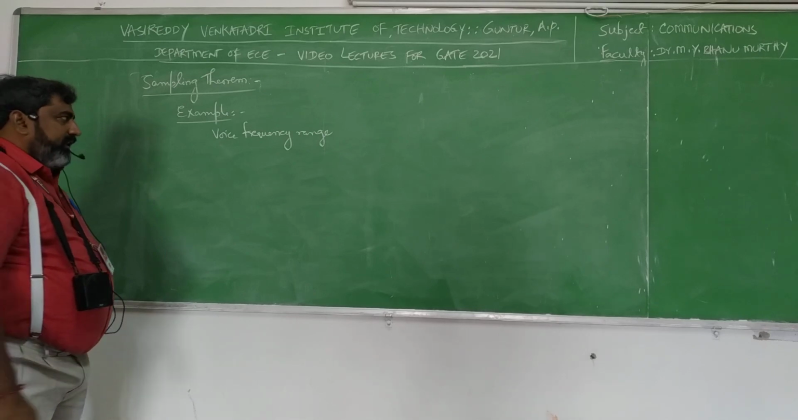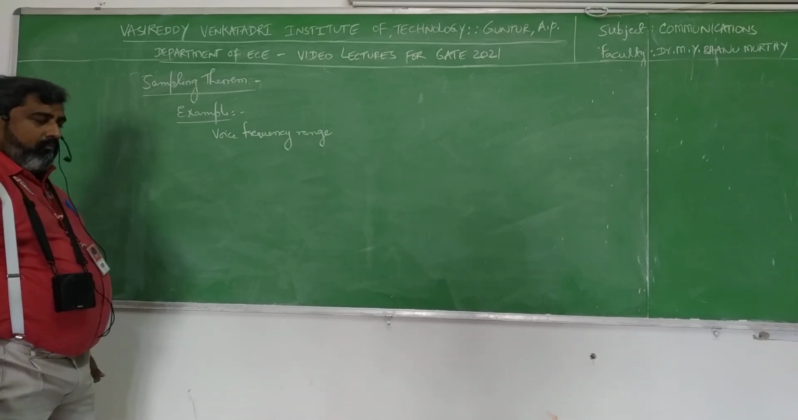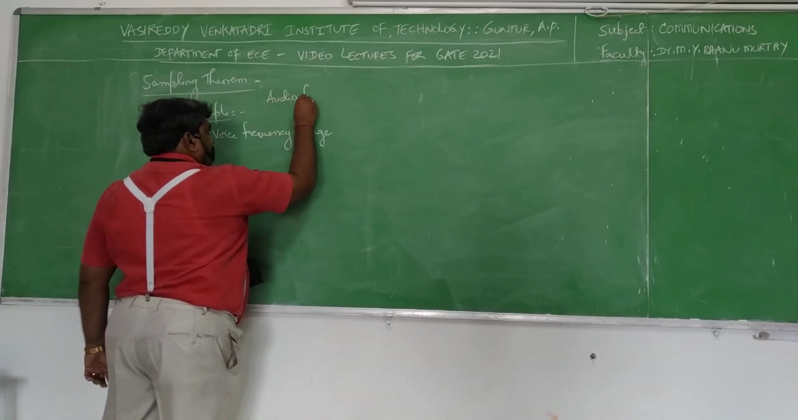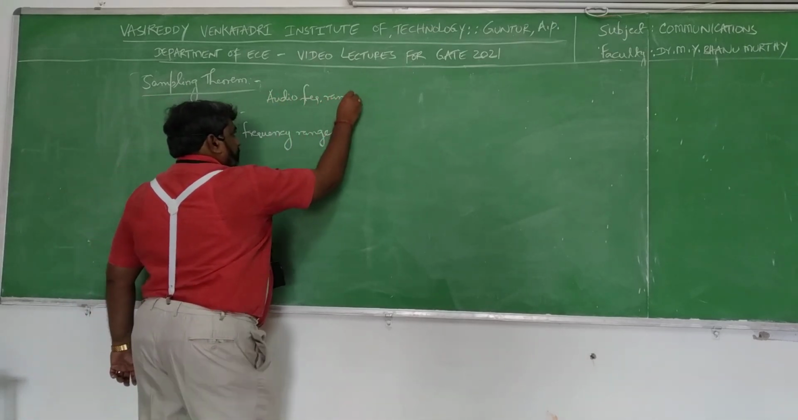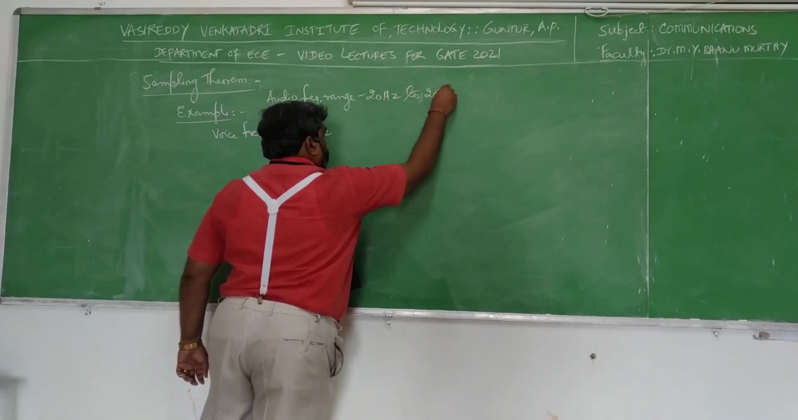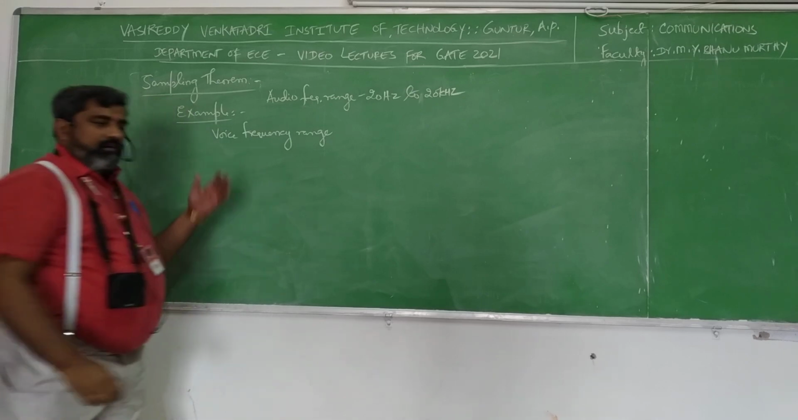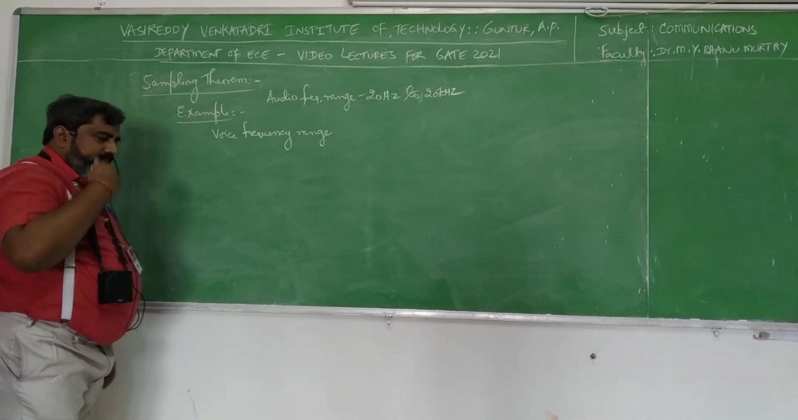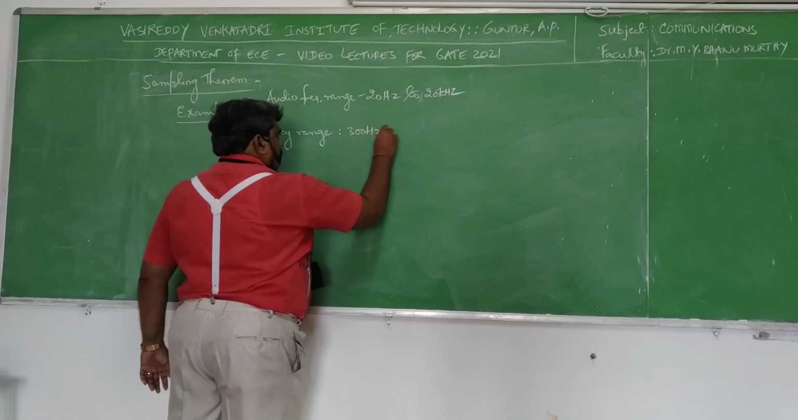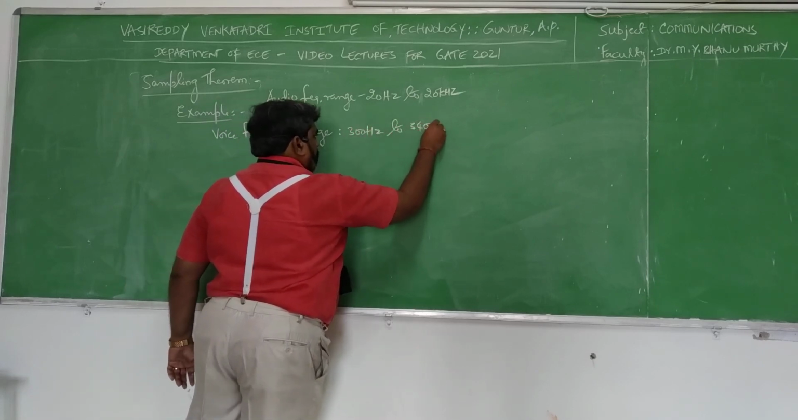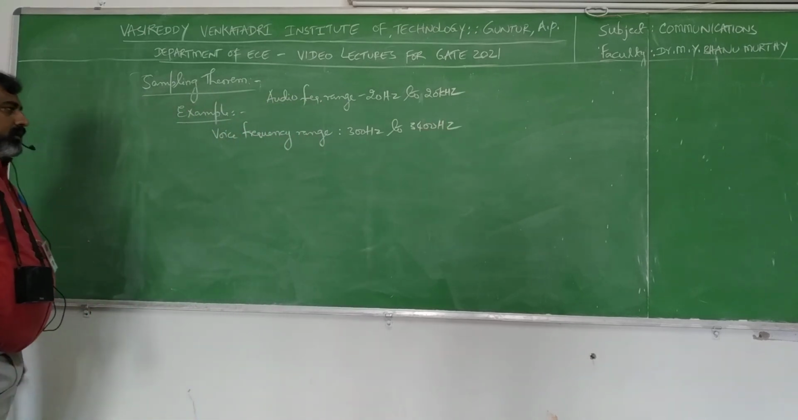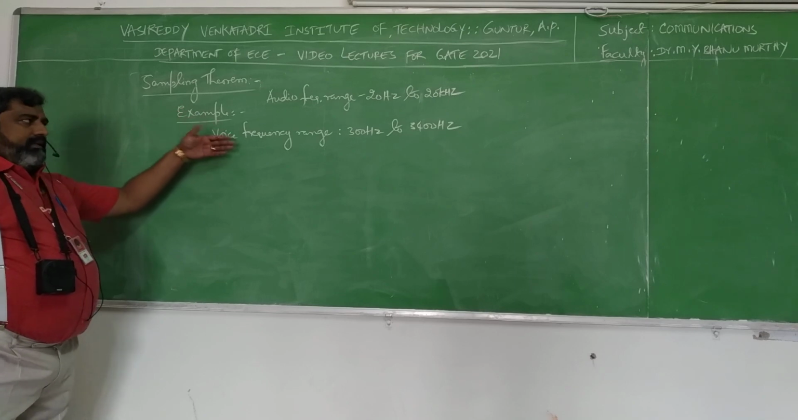So, what's the voice frequency range? The audio frequency range is 20 Hz to 20 kilohertz. But whereas voice or speech, when you are speaking, the frequency range will be from 300 Hz to 3400 Hz or 3.4 kilohertz. That's the voice frequency range. So this is our low pass signal.